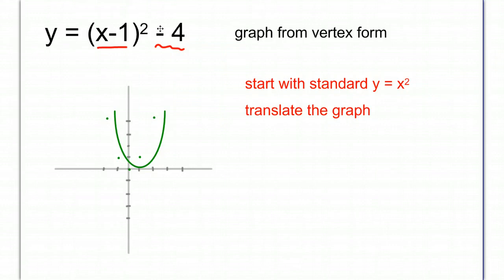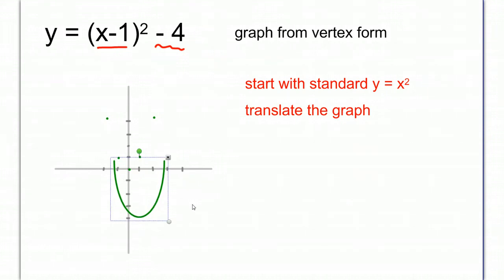And then the next thing we're going to do is look at the y. The y is outside, and that one is exactly as we see it. So if we see a -4 outside, then we are going to go down 4 units with our parabola. So that would be how you would take something in that basic form and immediately be able to graph it.